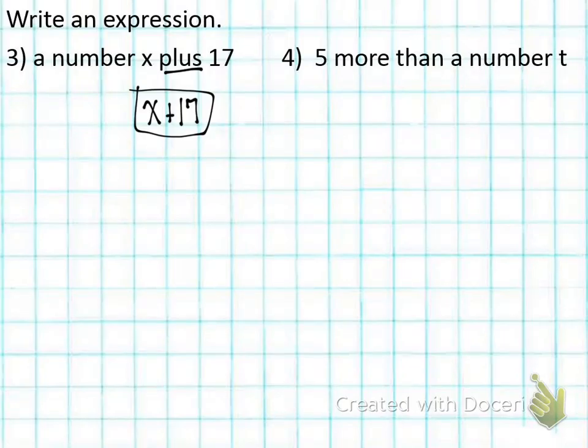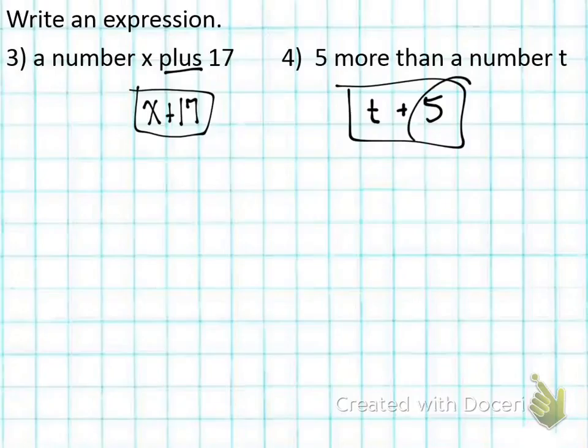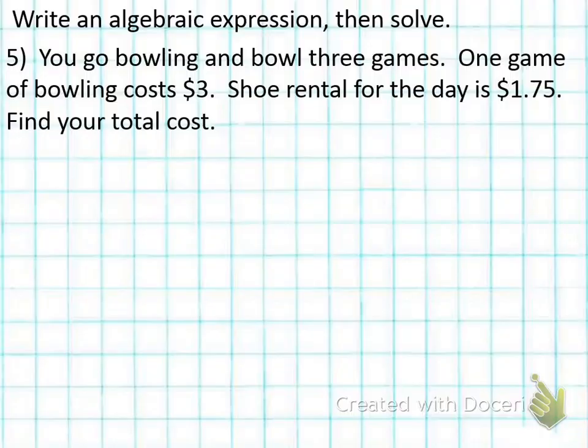Number 4, the answer is t plus 5, not 5 plus t. If you wrote 5 plus t, that's wrong, even though it's the same thing, because of the order in which the words are saying it. 5 more than something. This is saying 5 more than t, right? So you're kind of thinking backwards on that one. Okay, next one, number 5.